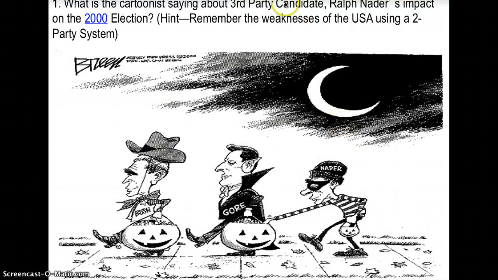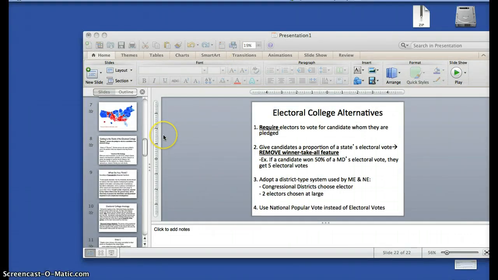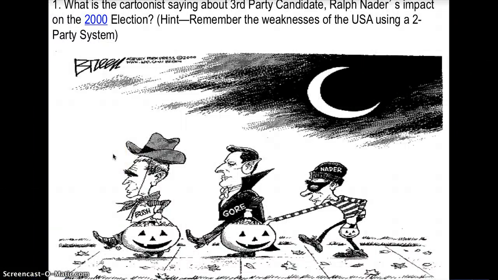This is a pretty cool cartoon. This is an older cartoon. In this cartoon, I think I had a little technical difficulty there, but it shows how third-party candidates can have an impact on the election. I think we've seen this before in class, but this does a really good job of showing how someone like a Ralph Nader, who ran in the third party in 2000, was able to take away votes from Al Gore, a Democrat, in 2000, allowing George Bush to win in 2000.